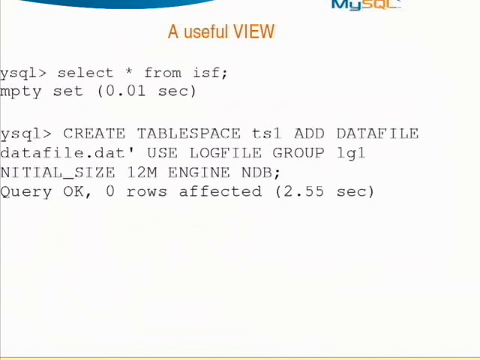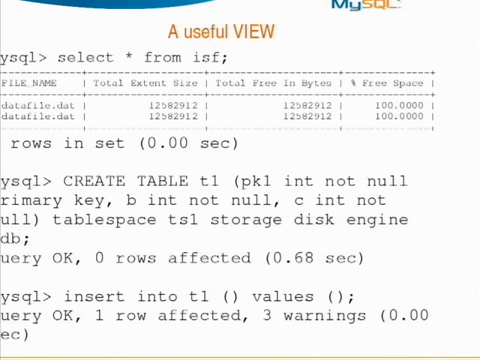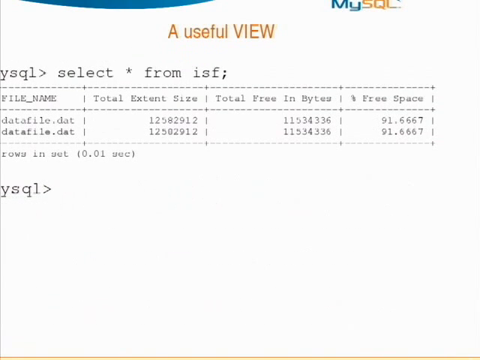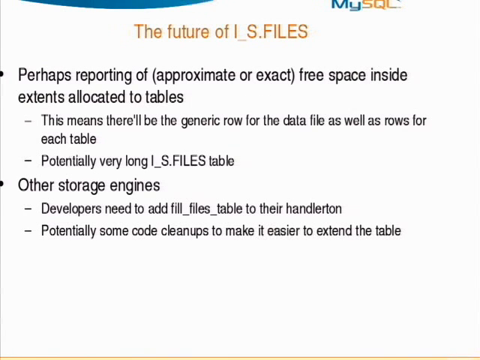So we have nothing. We create a table space. You can see now that we have data files in there with 100% free space. And when you create a table in there and insert some rows, you can then see that the space goes down. So you can just monitor this to work out when you're going to have to add more data files to the cluster. For log space, we also have some stuff in there. And if you're running out too often, you're getting too much log pressure, you may want to add some more.